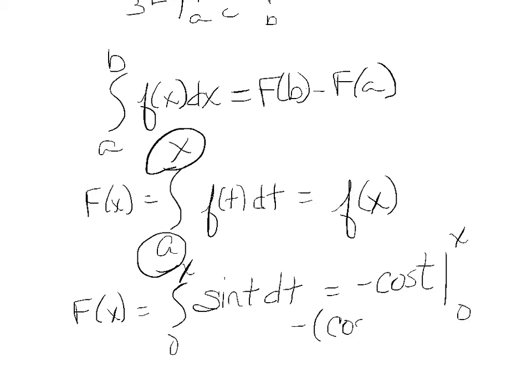Negative cosine x. Nice, Justin. Minus the cosine of 0. What is the cosine of 0? So here we're going to end up with negative cosine x plus 1, or we can leave it like this. But notice here we get a function in x. It's no longer a function in t, it's a function in x. When we go from 0 to x, we get a function in x.